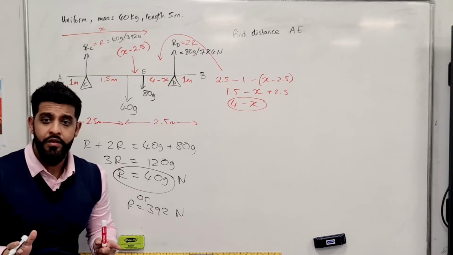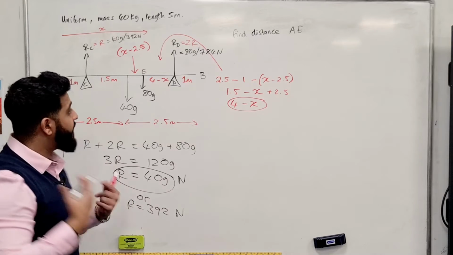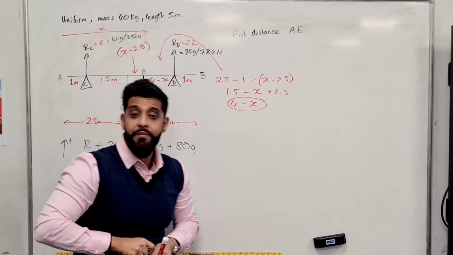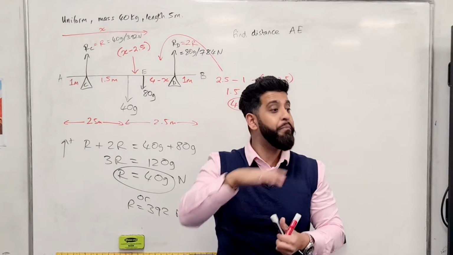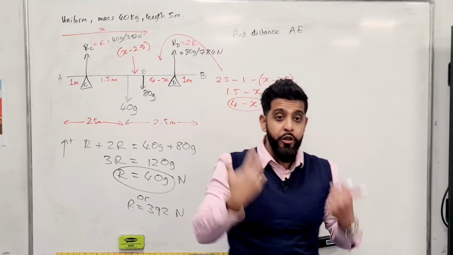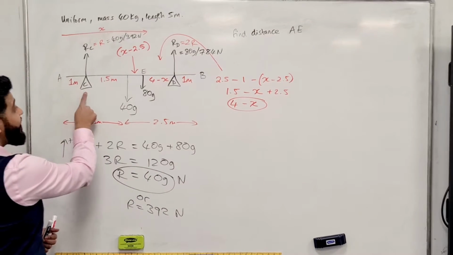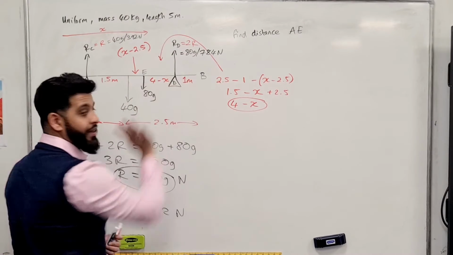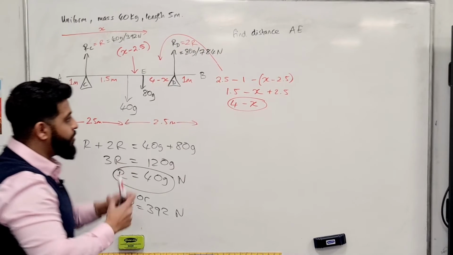So what's next? We are going to resolve by taking moments. Now, I said to you earlier, we can take moments from anywhere. In the last example, we chose to take moments from a pivotal point. But I'm going to show you that you can take moments from anywhere you like. You can take moments from here, here, here, here, or there. Let's take moments from A, just to show you something different.